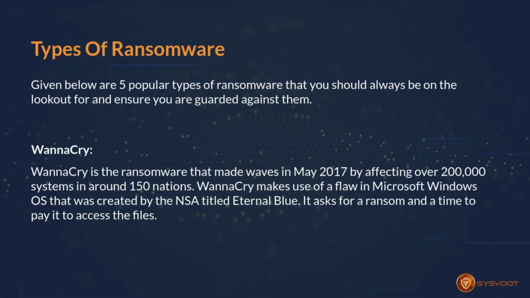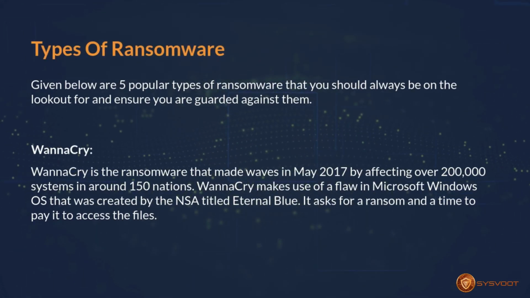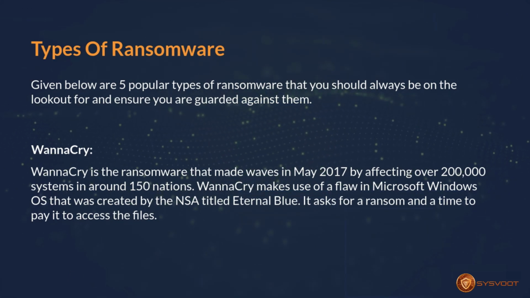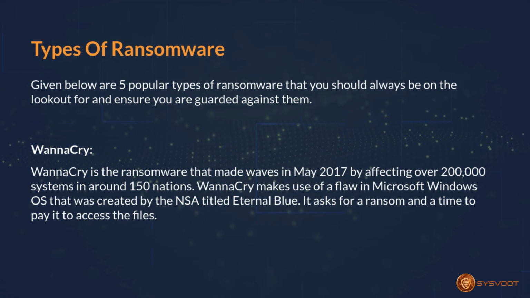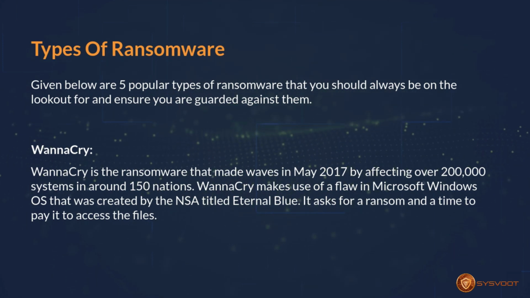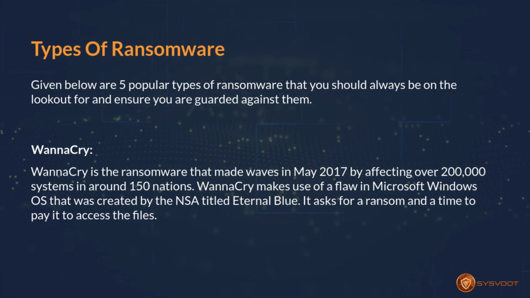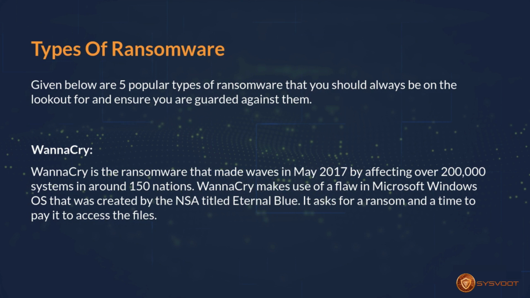Types of ransomware. Given below are 5 popular types of ransomware that you should always be on the lookout for and ensure you are guarded against them. WannaCry. WannaCry is the ransomware that made waves in May 2017 by affecting over 200,000 systems in around 150 nations. WannaCry makes use of a flaw in Microsoft Windows OS that was created by the NSA titled Eternal Blue. It asks for a ransom and a time to pay it to access the files.